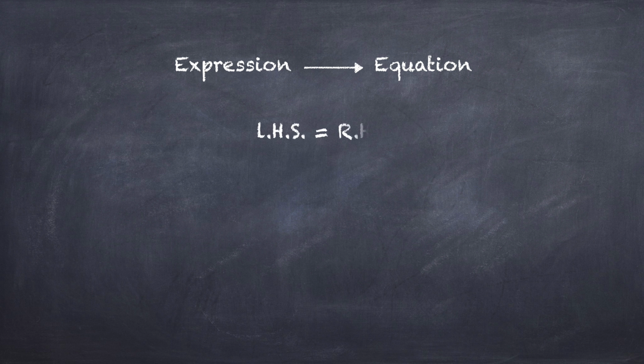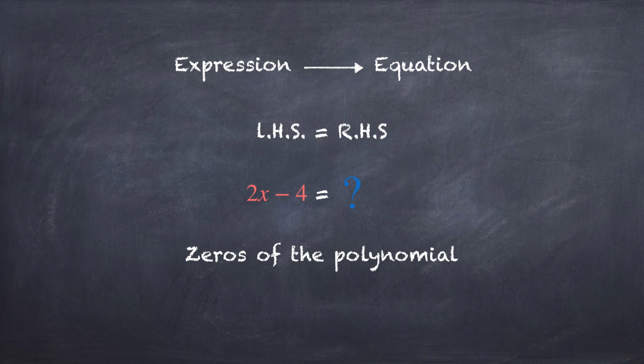Now a question arises as to how to convert an expression into an equation. So here we use the concept where LHS should be equal to RHS. For example, 2x minus 4 is an expression, but what should it be equated to in order to convert it into an equation? So here we use the concept of zeros of the polynomial, as in we put the value of the expression as 0.